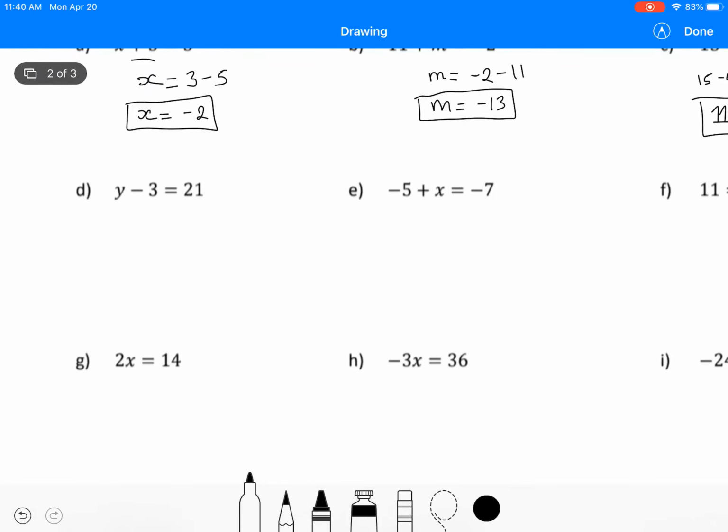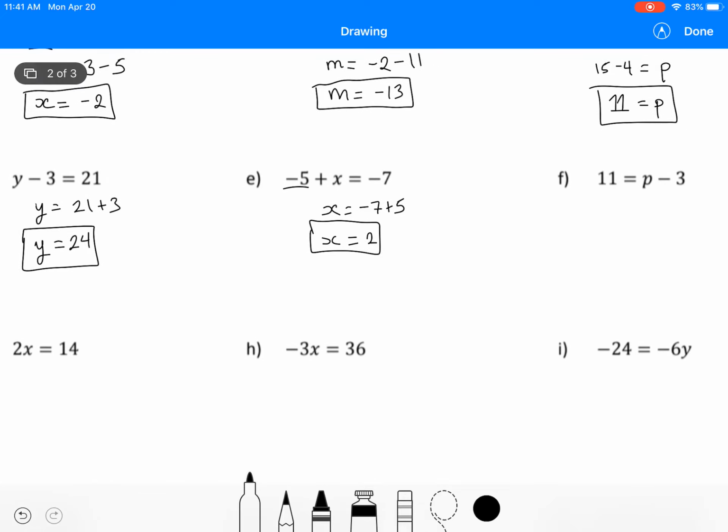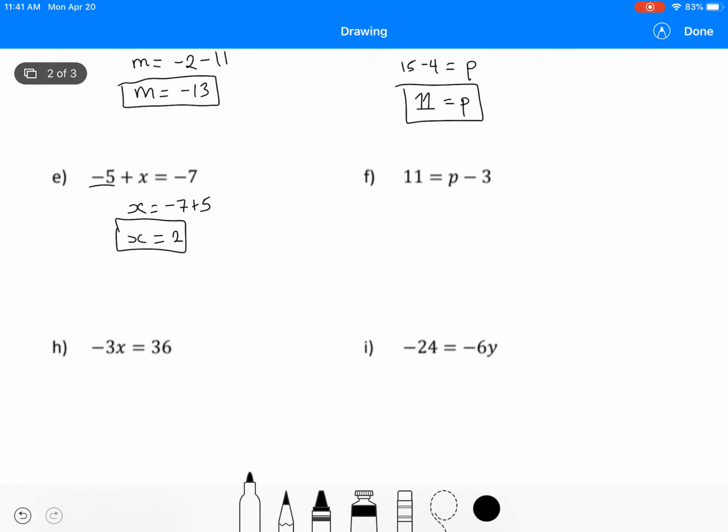Again, here we have -3. That goes to the other side and becomes a positive. So y will equal 24. Here we have -5. When that goes to the other side, it becomes a +5, and that equals 2. Now these are all called one-step equations because we should be able to get to our answer in one step. Here we have a -3. When that comes to the other side, it becomes a +3, leaving us with an answer of 14.